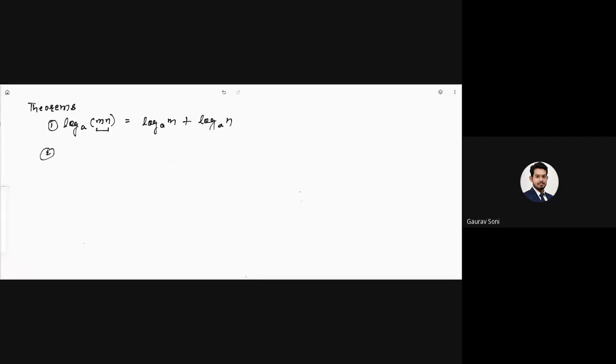The second one: log to the base a of m by n is equal to log to the base a of m minus log to the base a of n. So if you want a simple proof, put log to the base a of m by n is equal to x, log to the base a of m is y, log to the base a of n is z, and you simply do the same thing.